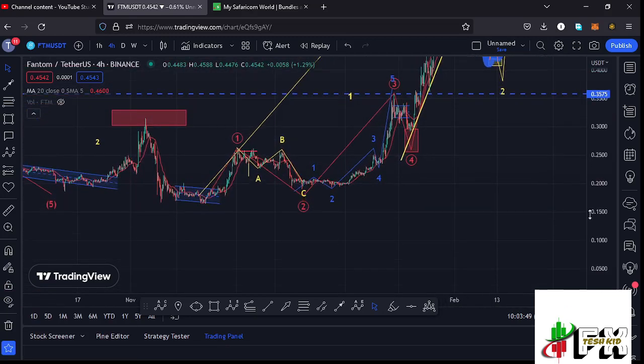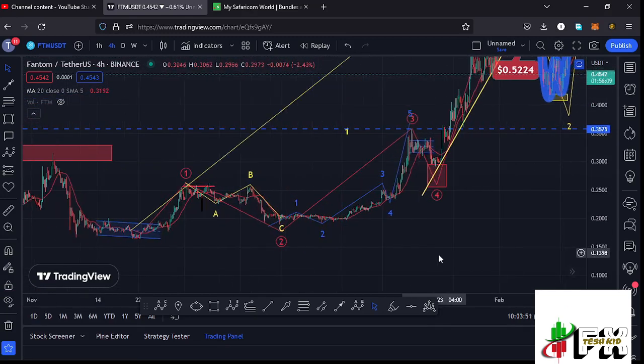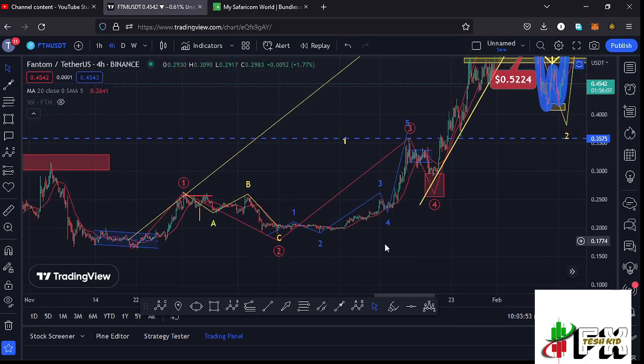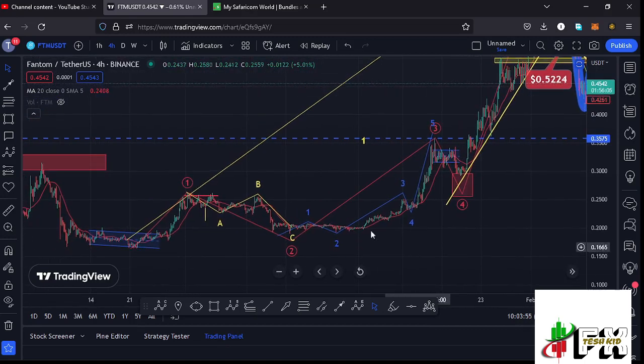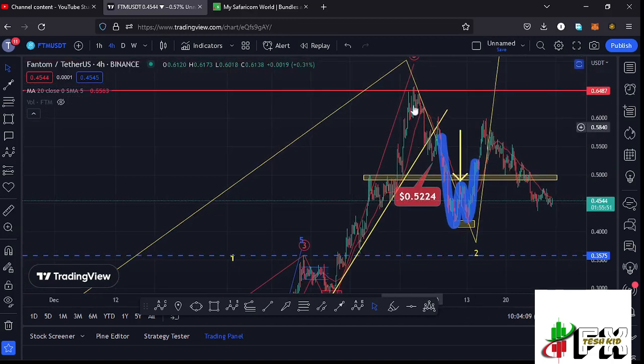Allow me to continue with the video here on the 4-hour chart by first giving you a quick recap of what has been happening, where you can see that Fantom, after making its lower low down there at around the $0.16 mark, started that massive bounce to the upside, obeying the Elliott wave structures. I have this Elliott wave structure in red, having that as the first wave, then a wave 2, a wave 3, then a wave 4, and then a wave 5, giving us a peak at around the $0.657 mark.